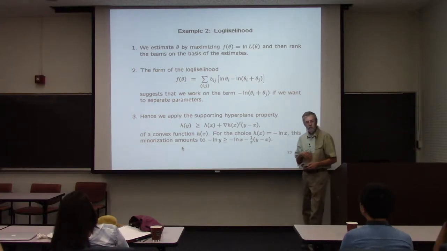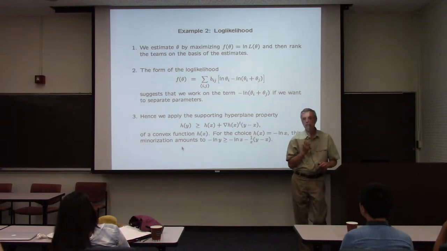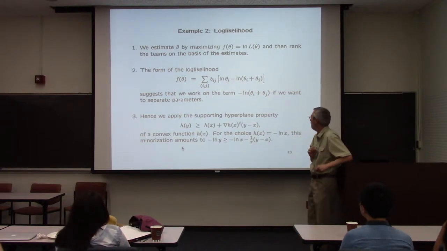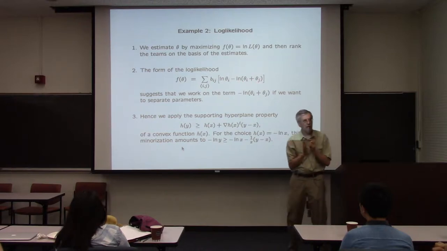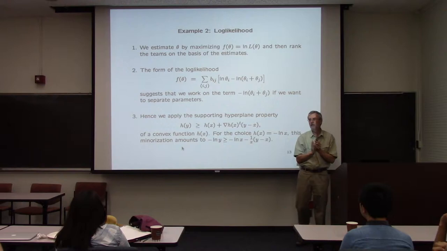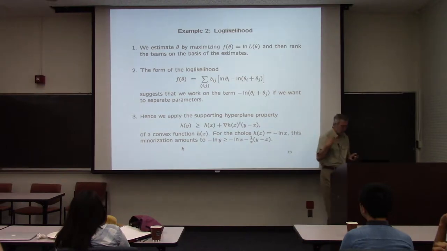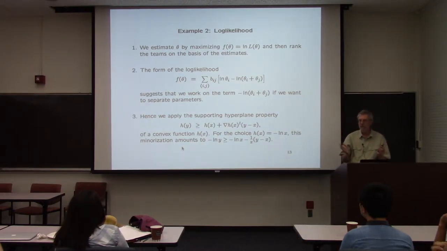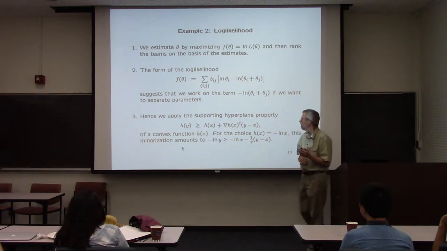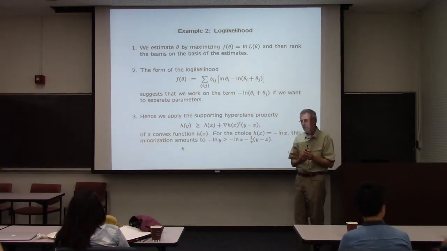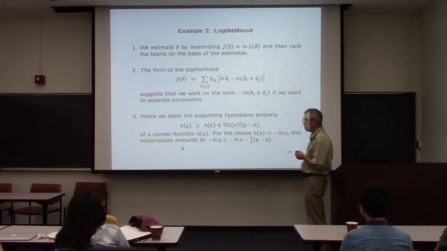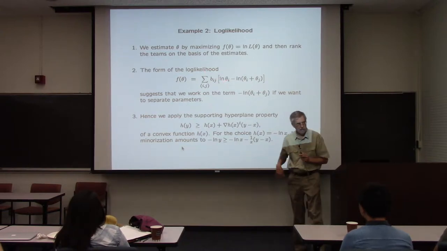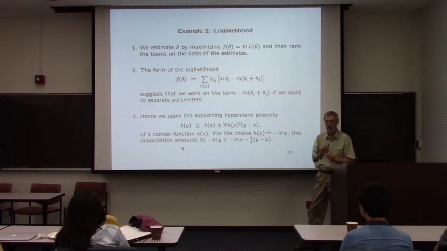Now, what we want to do here is we want to split the parameters. And here's the nasty piece. The log of theta i plus theta j. Those parameters are coupled. We can't solve the optimization problem because we have all of these coupled parameters. So we create a surrogate function that separates the parameters. Now, how do we do that? First of all, the term log theta i is already parameter separated, so we leave that alone.